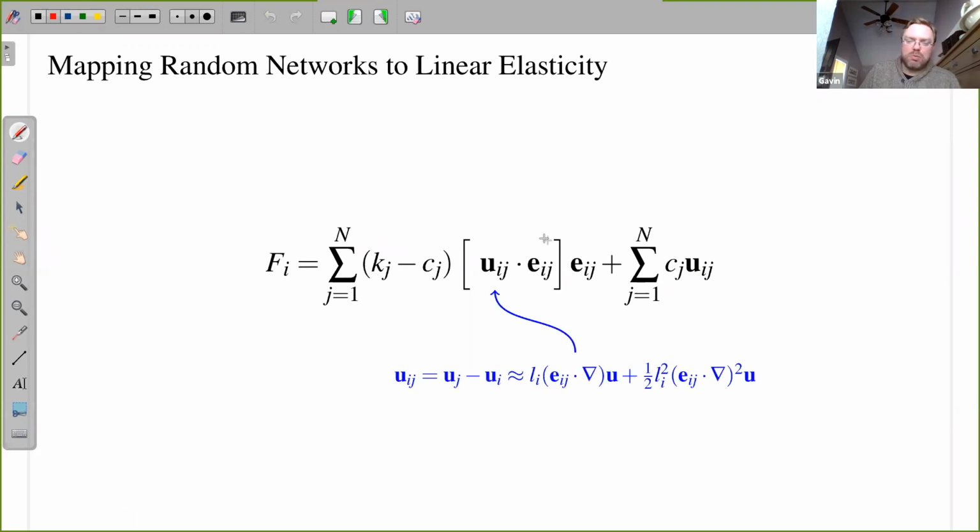And then to map it on, you would just do an approximation, right? An expansion of this, and this is where you get the derivatives that you need to compare to the derivatives in the continuum elasticity theory, right? The Lamé equations I just showed.